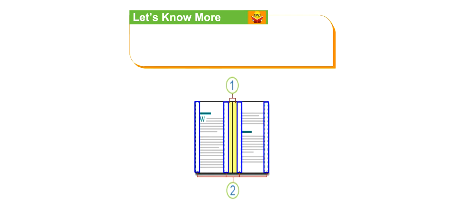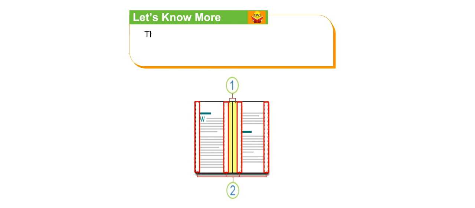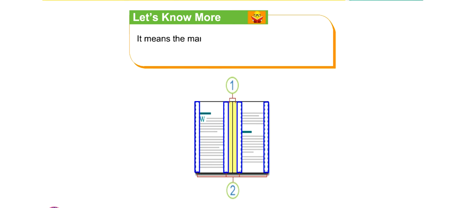a paper. As the name implies, mirror margins are used for double-sided documents, similar to those found in a book or a magazine with mirror margins. The inside margins are of same width and the outside margins are also of the same width. It means the margins of the left page are a mirror image of those of the right page.